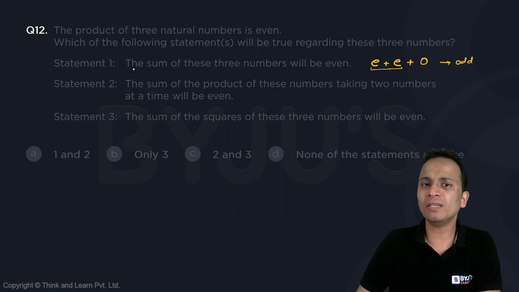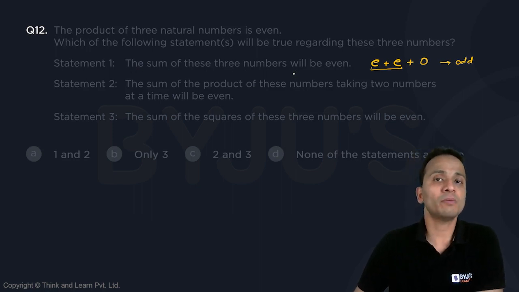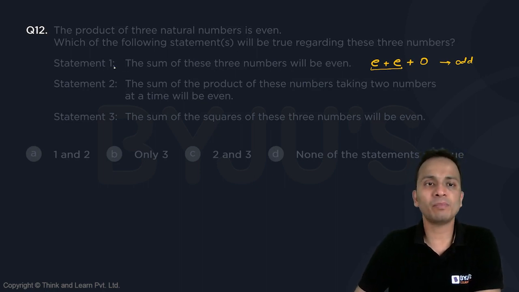So statement 1 may be false. Okay, so it will not be true every time. So I can say that statement number 1 can be rejected, because it will not always be true. Let's move on to statement number 2.